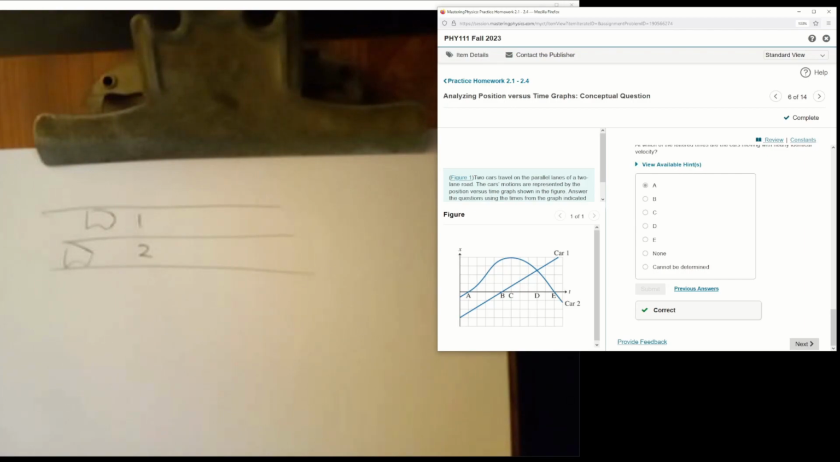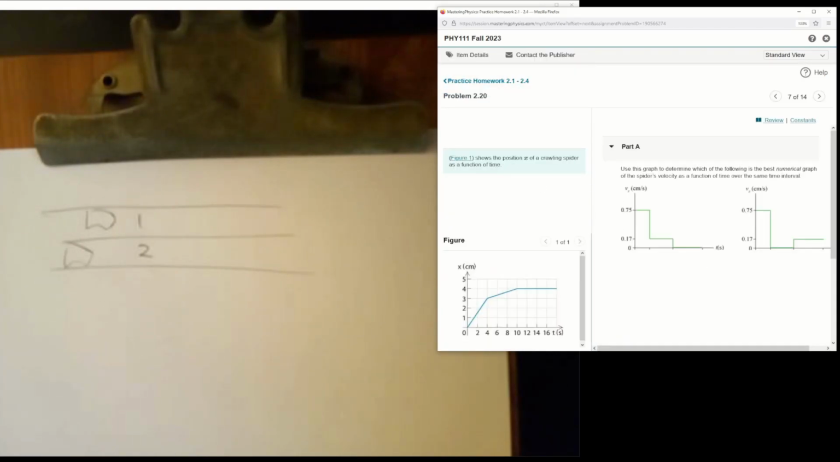And just to say again, this is all computer graded. I have no problem fixing things if you just want to send me a quick note. Let's check out the next one.